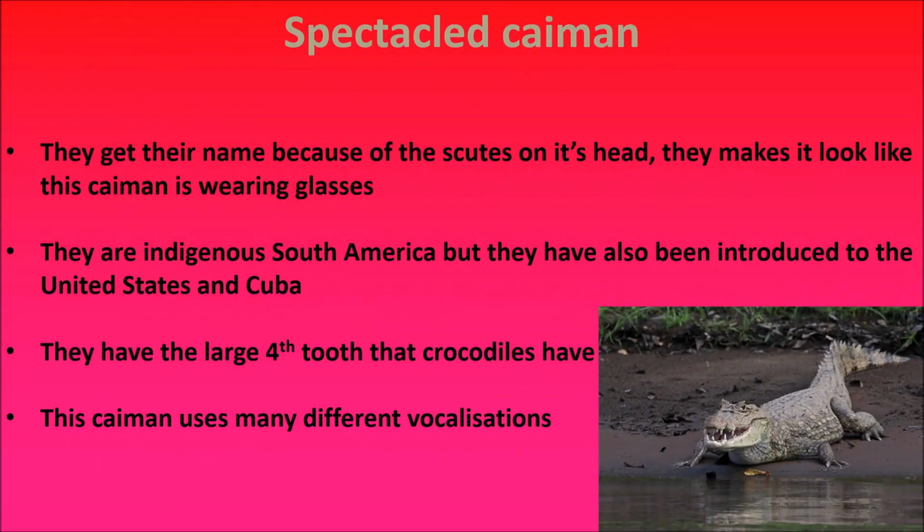The spectacle caiman gets its name because of the scutes on its head, which make it look like they're wearing glasses. They are indigenous to South America, but they have also been introduced to the United States and Cuba. They also have that same fourth large tooth that crocodiles have, which we looked at in the beginning. And this caiman uses many different vocalizations to communicate.